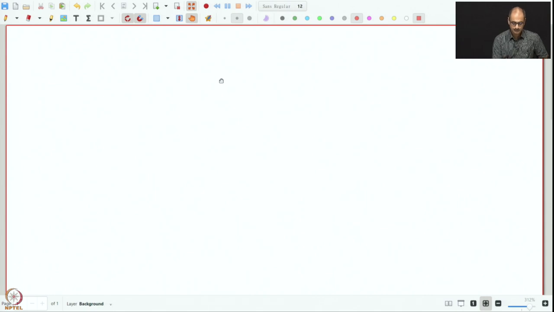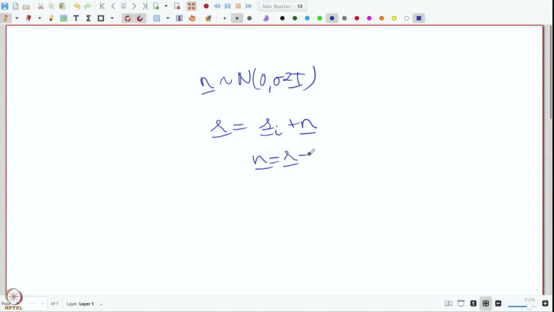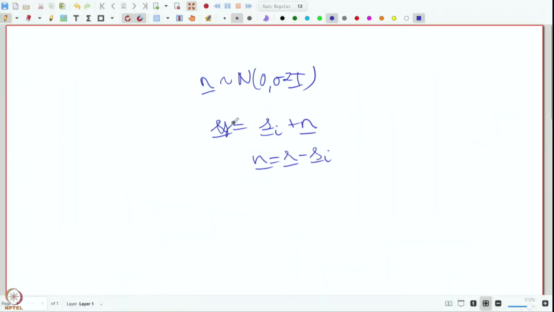So, if you remember, N is Gaussian with 0 mean and sigma square I as the covariance, which means your R vector, or in this particular case we use the notation Y, your Y vector is SI plus N, because that's what we got, which means your N is essentially Y minus SI. So let us write the joint distribution of N.